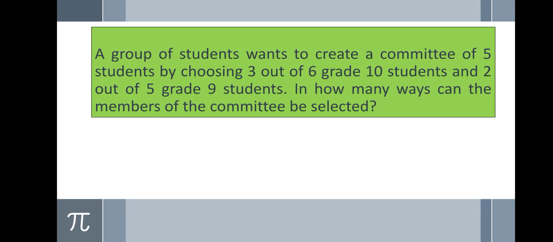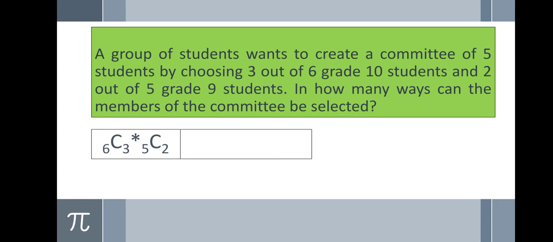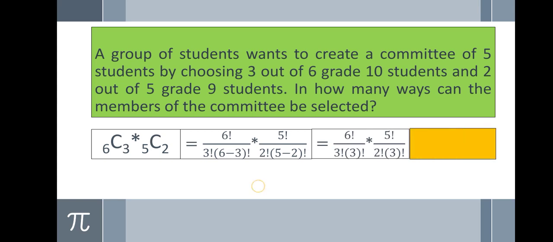A group of students wants to create a committee of 5 students by choosing 3 out of 6 grade 10 students and 2 out of 5 grade 9 students. In how many ways can the members of the committee be selected? So this is an example of combination. Take note that we have 3 out of 6, so we will have combination of 6 taken 3 at a time, multiplied by grade 9 students, 2 out of 5, that is combination of 5 taken 2 at a time. Simplify using calculator, the answer is 200. There are 200 ways that members of the committee can be selected.